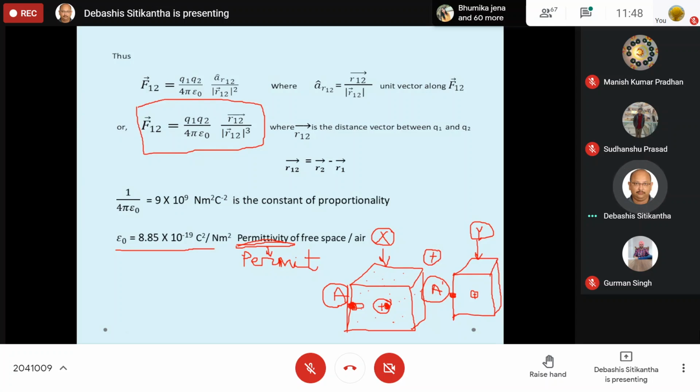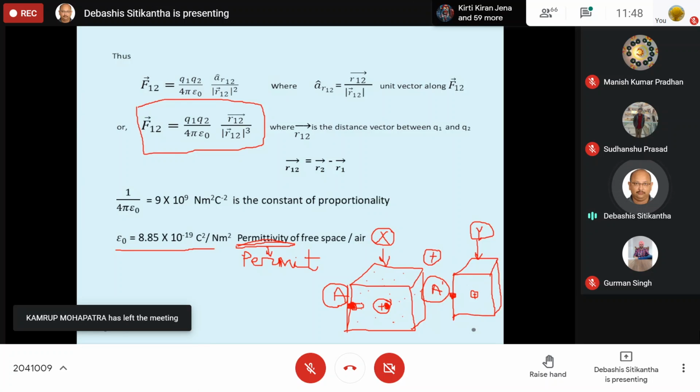I have placed the two positive charges at exactly the same location, and the points A and A dash are also at the same location. But the only difference is that one volume is made out of X material, the other volume is made out of Y material. So in this case, you will see that there is a difference in the field strength at the points A and A dash.